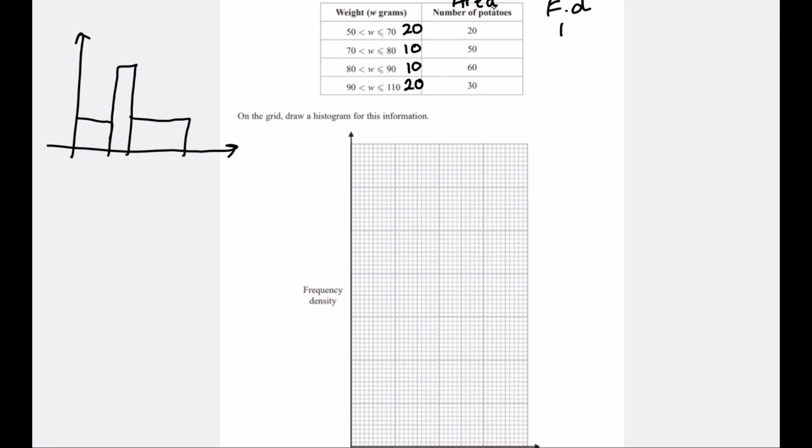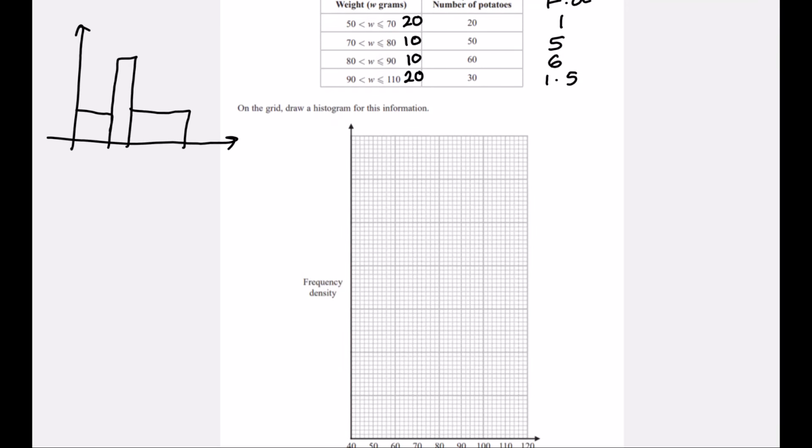So frequency density, frequency divided by width. 20 divided by 20 is 1. 50 divided by 10 is 5. 60 divided by 10 is 6. 30 divided by 20 is 1.5. So they're the heights of the bars.